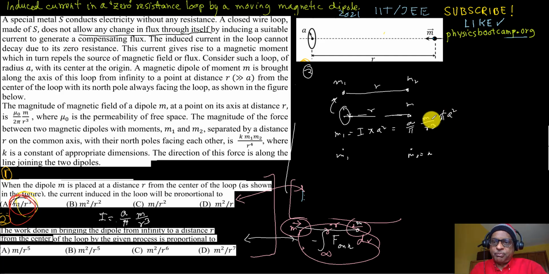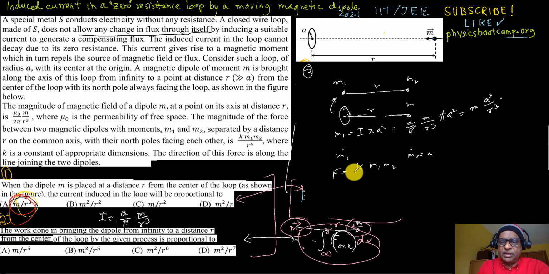So pi goes away. This is m times a cube over r cube. So that's m1, and m2 is just m. So the force, when their distance is r, is just equal to k m1 m2 over r to the power 4. So with dipoles, the force really drops pretty fast.